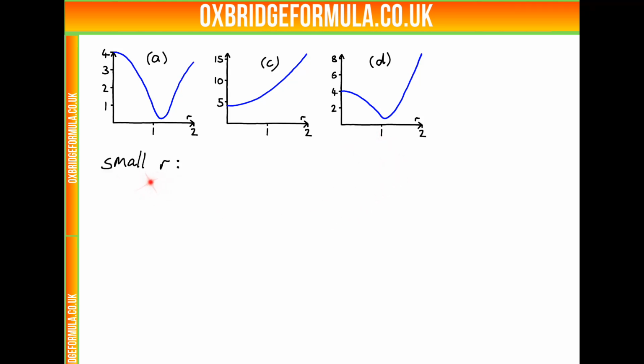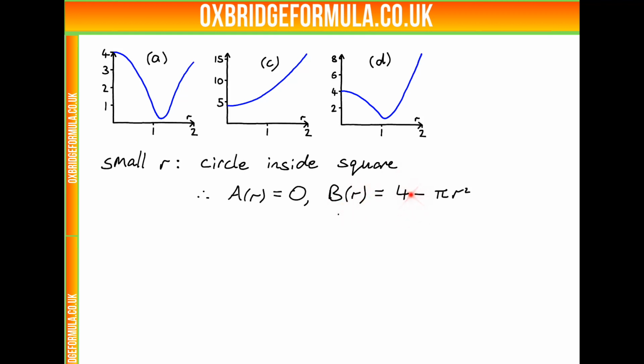So firstly, when r is very small, when the radius of the circle is very small, it will fit inside the square, and therefore the area that's inside the circle but outside the square is 0, because it's non-existent, and the area that's inside the square but outside the circle will be all of the area inside the square minus the area that's inside the circle. So the area of the square is just 2 squared, 4, and the area of the circle is pi r squared, so therefore B of r will equal 4 minus pi r squared, and therefore their sum is 4 minus pi r squared. So this will be what our curve needs to look like for small r.